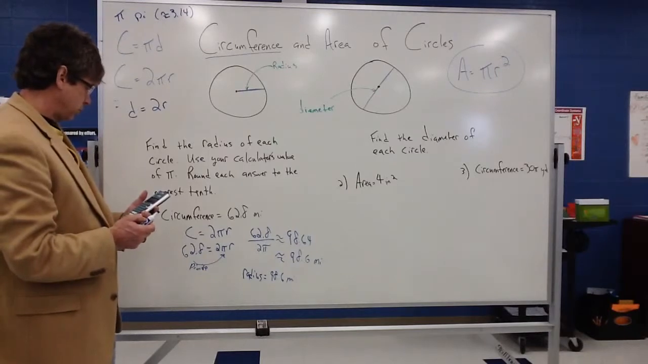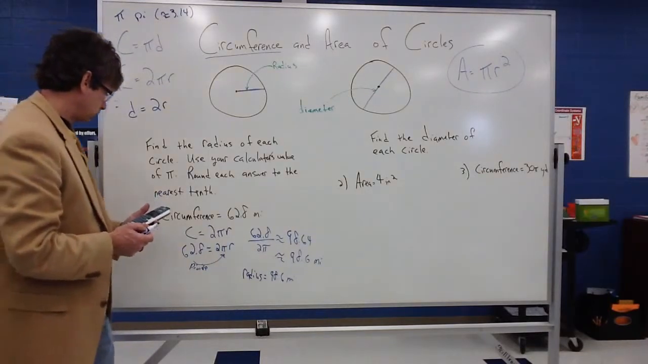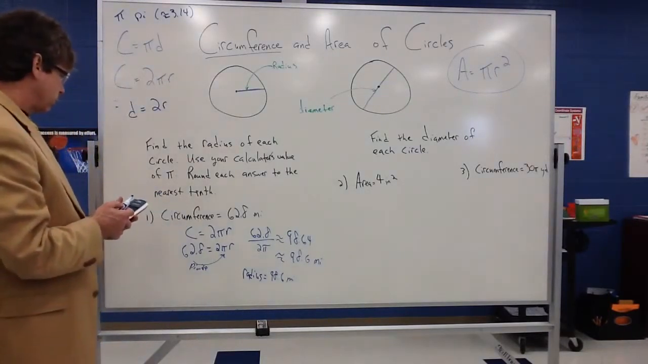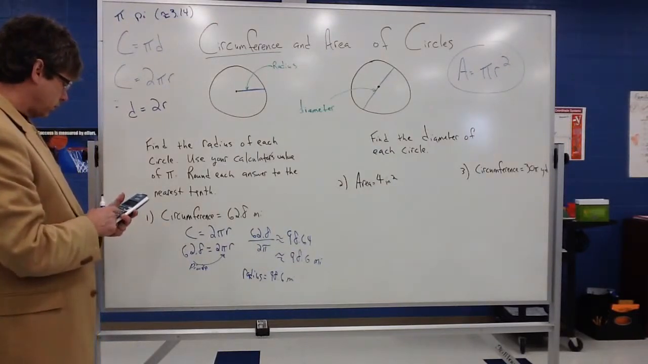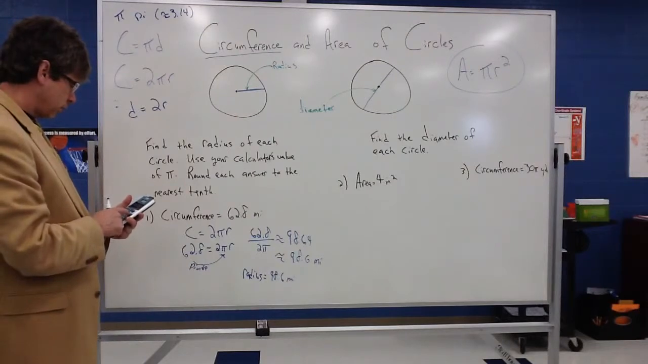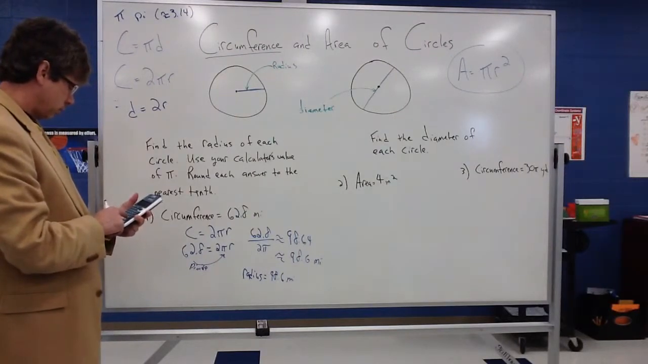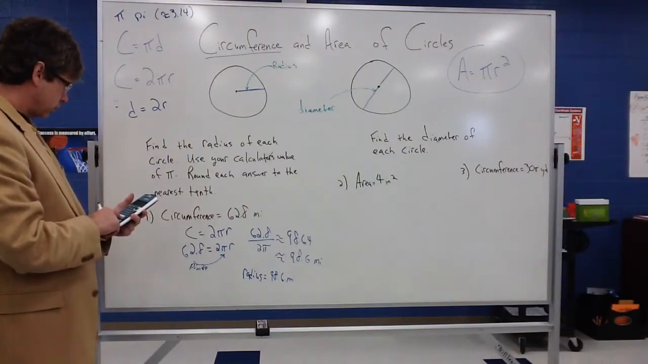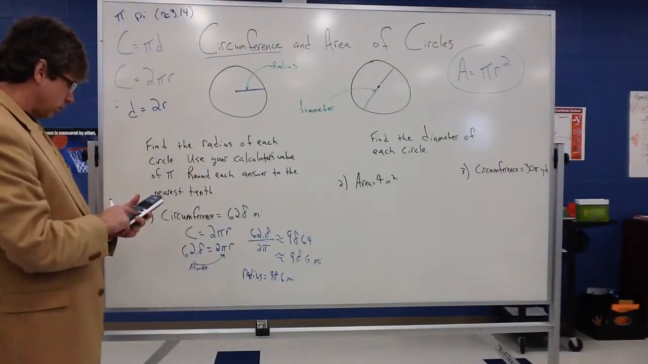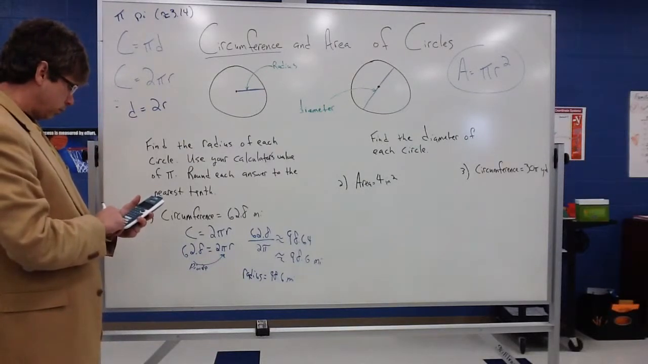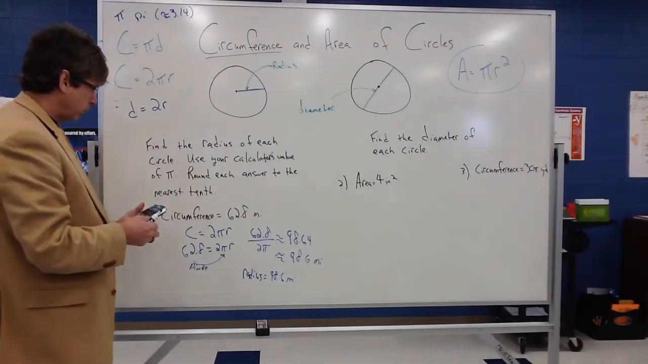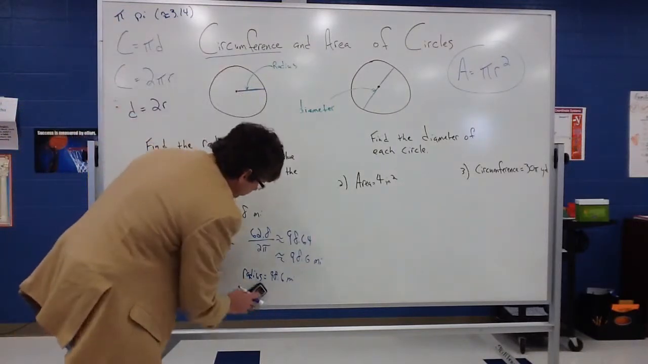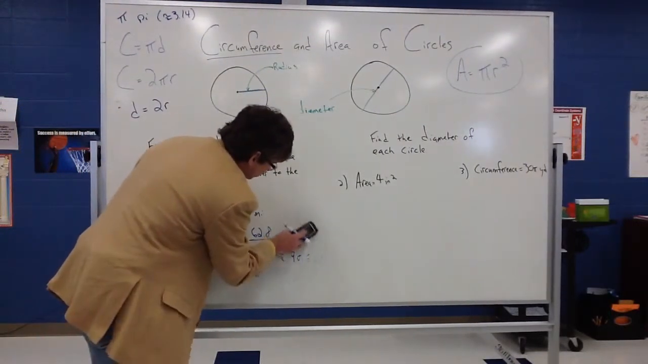So let's see here. Does that make sense? 62.8. I don't think that's making much sense to me. Let's try that again. So 62.8 divided by, my calculator kind of made a boo-boo there. So let's try it again.